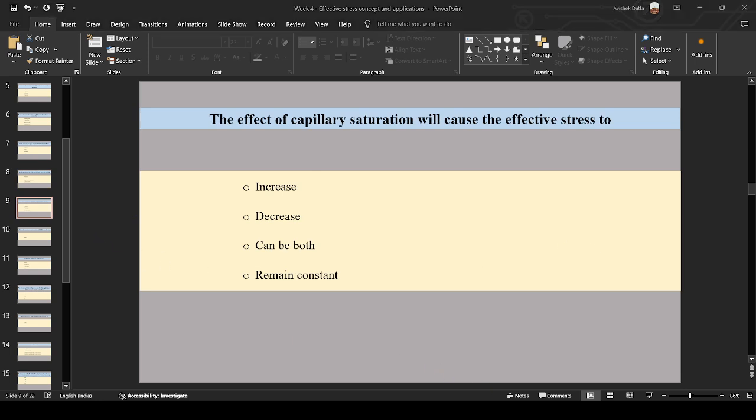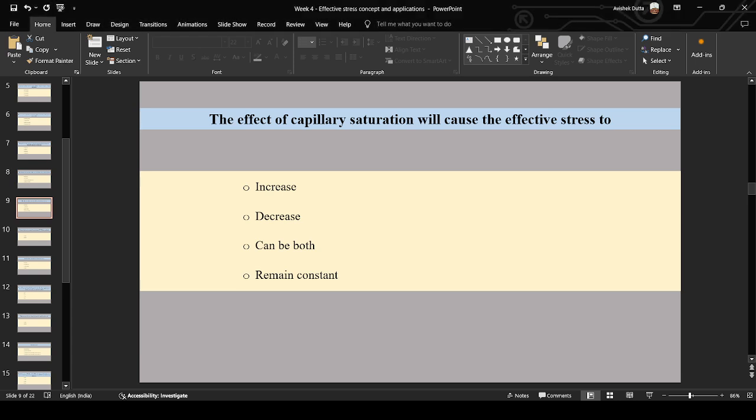The effect of capillary saturation will cause the effective stress to. The options are increase, decrease, can be both, or remain constant.